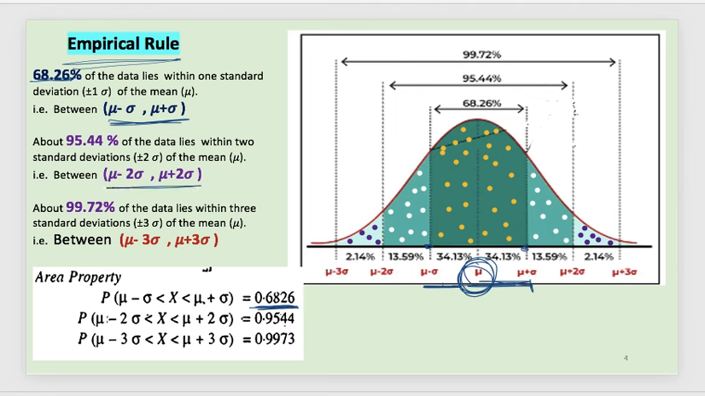And same is for two deviations, it is 95.44%, 0.9544 in terms of probability. And by the time we take three deviation steps on the left and right, we get almost the total area covered within it except a little part. So it means 0.9973 of the area can be covered within the three deviations.